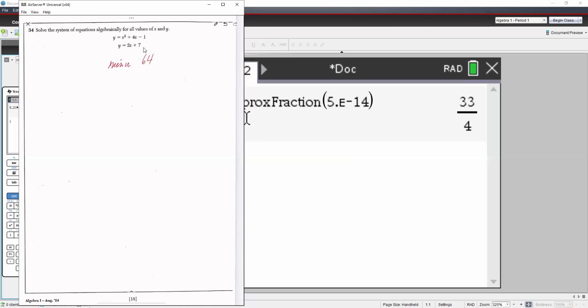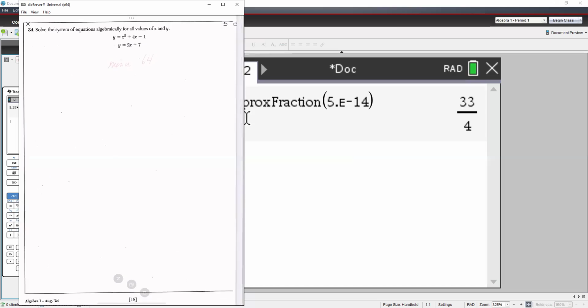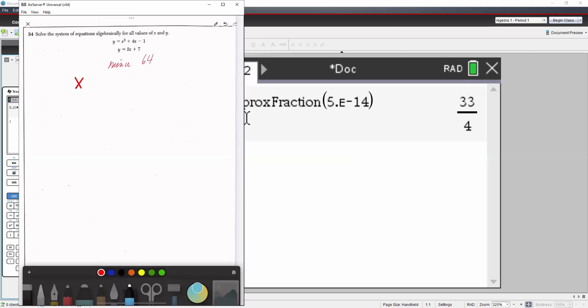But one of the things that we need to show the test makers is that we know how to do it algebraically. So what we're going to do is we're going to use the quadratic formula. So we're going to set these two equal to each other. So it's going to be x squared plus 4x minus 1 is equal to 2x plus 7. Since they're both equal to y, then they're equal to each other.